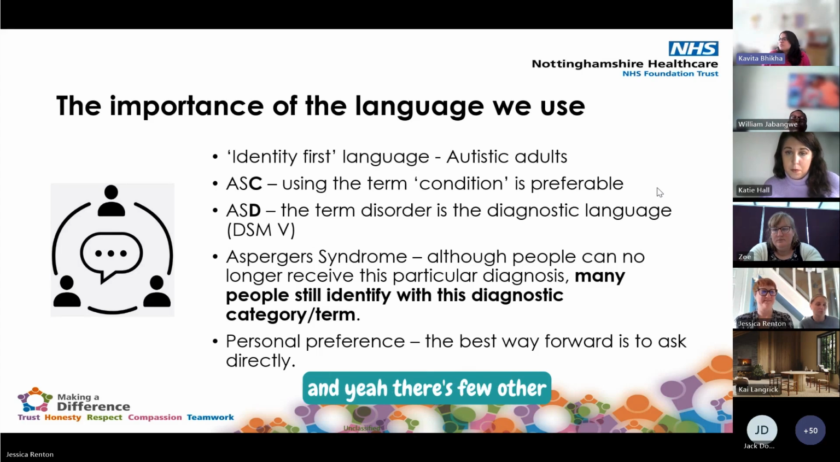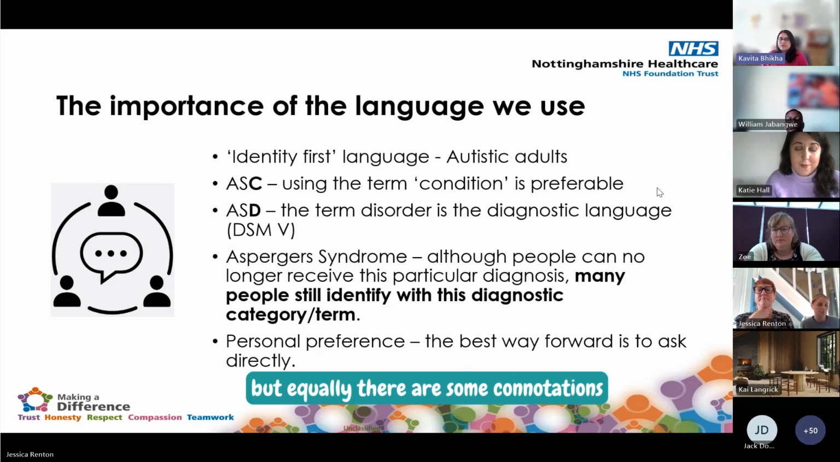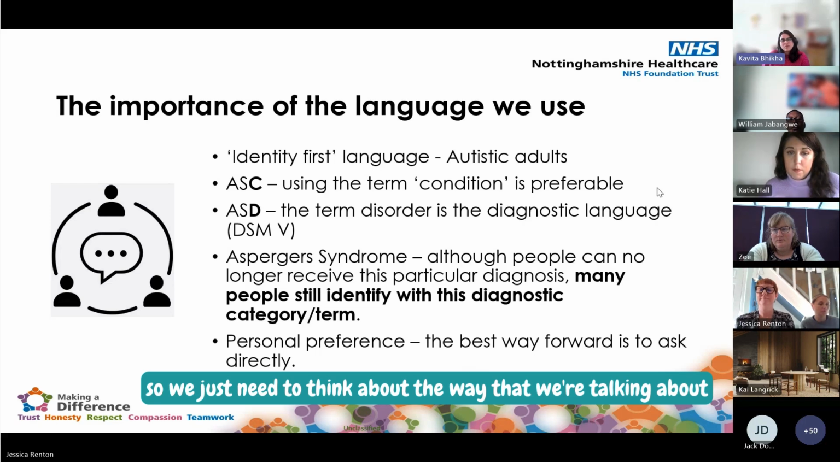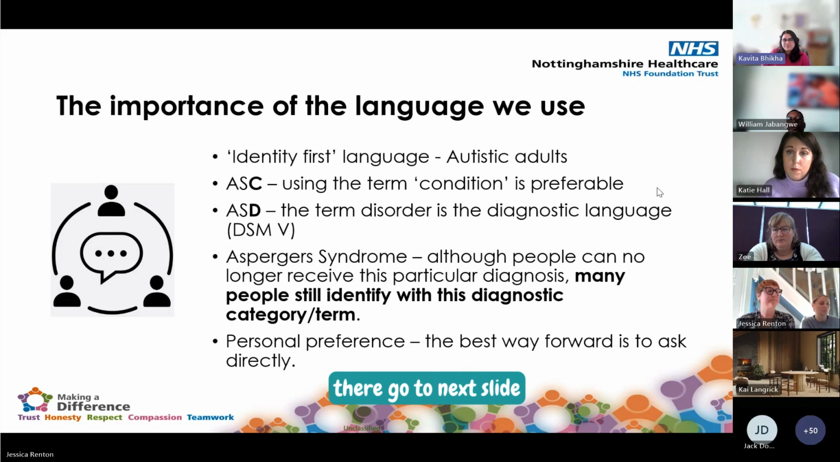And there's a few other reasons why. Some people really relate to their previous diagnosis, if it was termed that way, of Asperger's syndrome, so we need to make sure we're respecting that. But equally, there are some connotations to Hans Asperger that might mean people are rejecting that as a title as well. So we just need to have a think about the way that we're talking about things and check with people, really, is the point there.